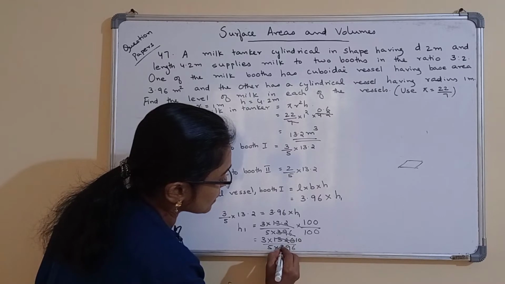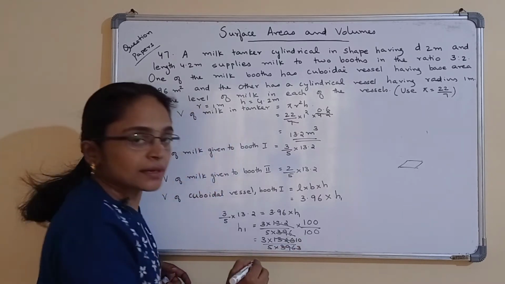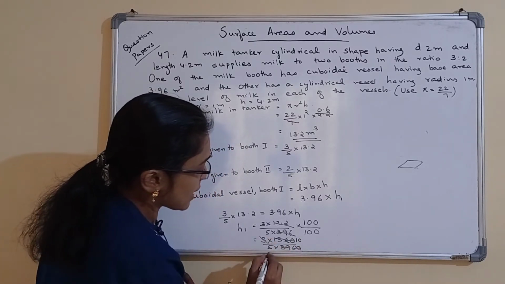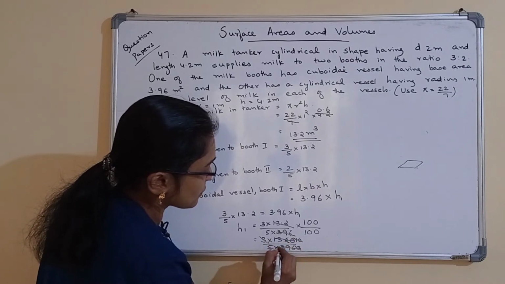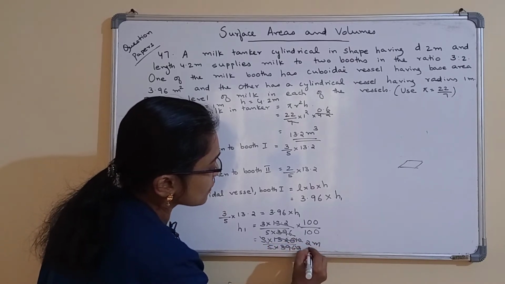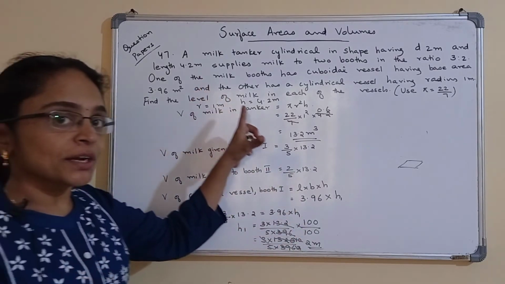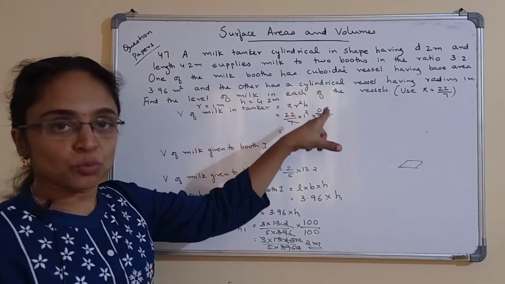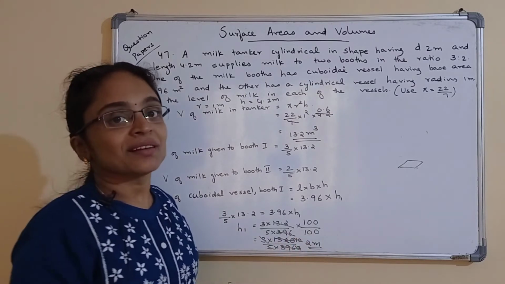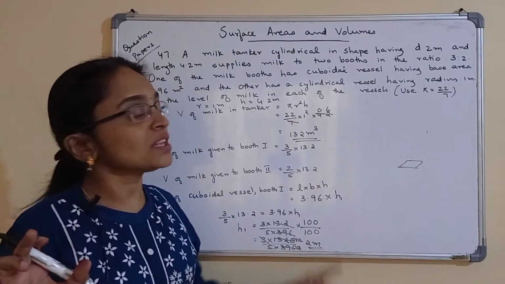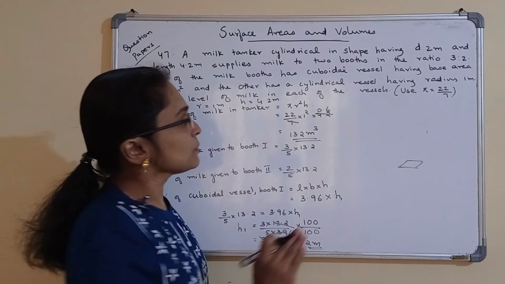So 10 will be there here and it will be 3 here, and 3 and 3 will get cancelled, and 10 by 5 is 2. So we got H1 as 2 meter, that is, the height of the cuboidal vessel in the first booth is 2 meter. Now we have to find the height of the cylindrical vessel in the second booth.